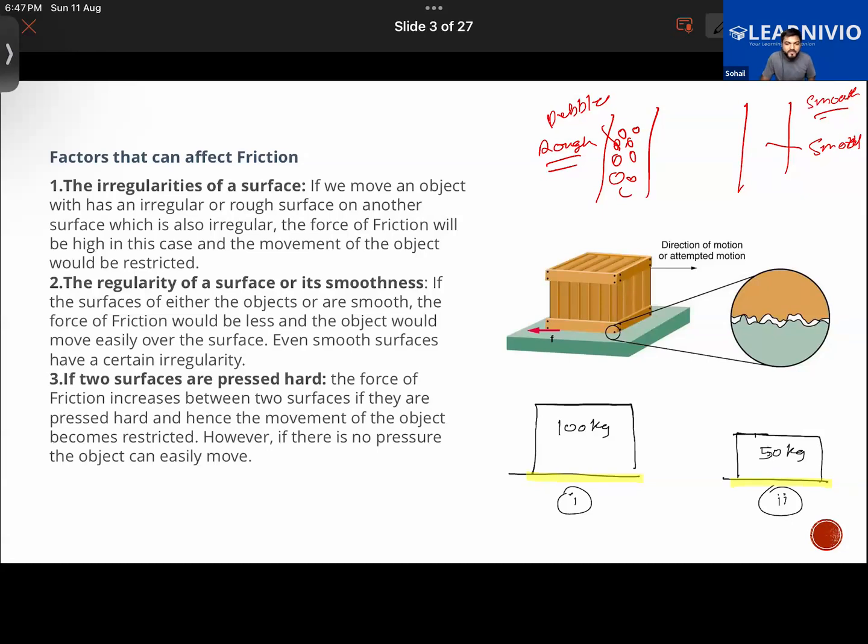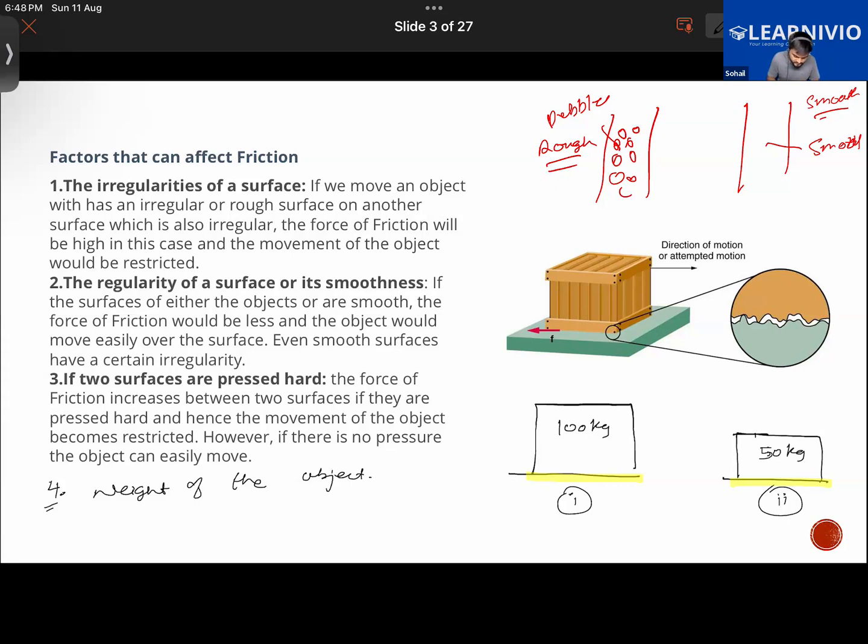So thereby the weight of the object will also determine the friction. There's one more factor which we can count over here, that is the weight of the object. We haven't gone to that topic right now. Okay, so the weight of the object also determines friction.